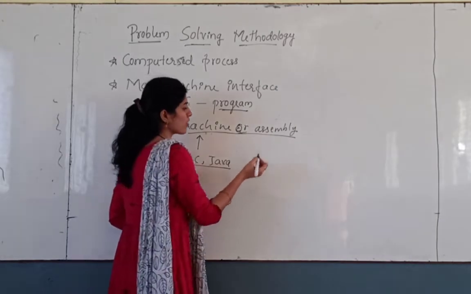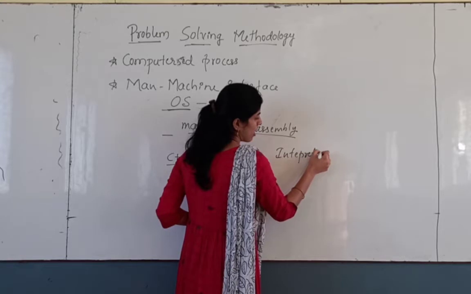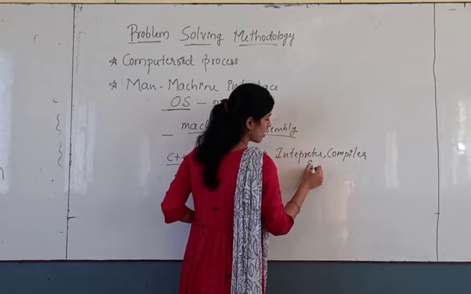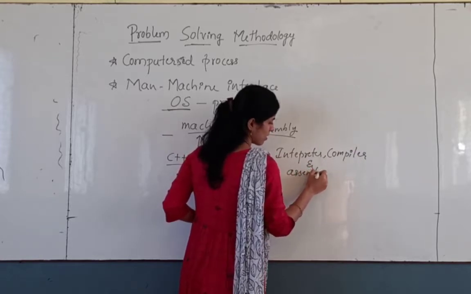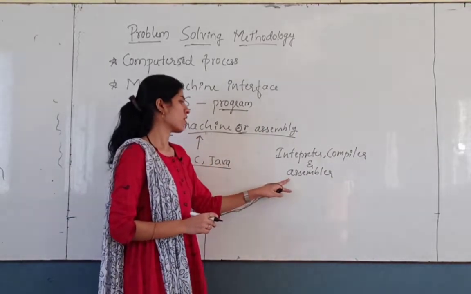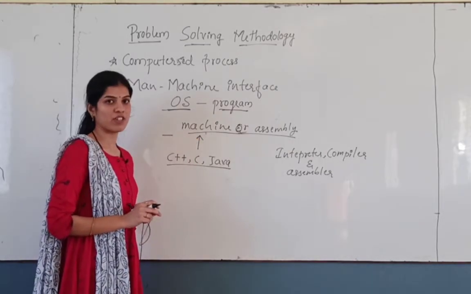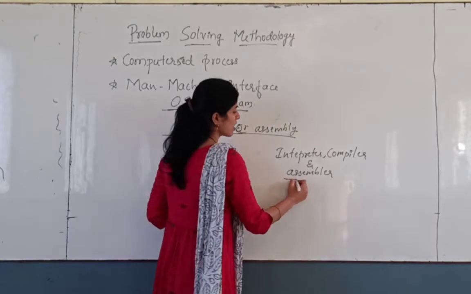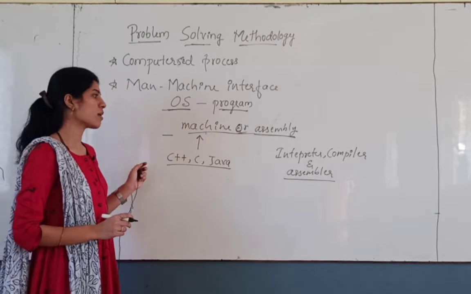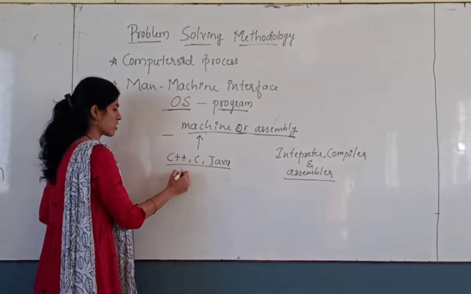So we use the interpreter, compiler, and another one is the assembler. We use these three converters for converting any kind of high level language to machine level language. This assembler is developed along with assembly level languages, and the interpreter and compiler are developed along with high level languages.